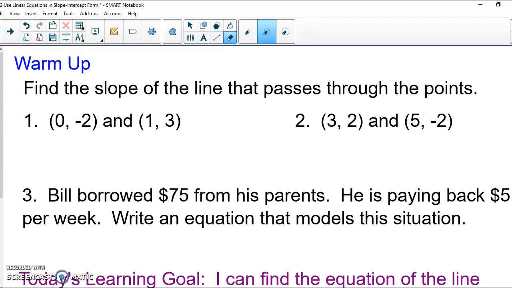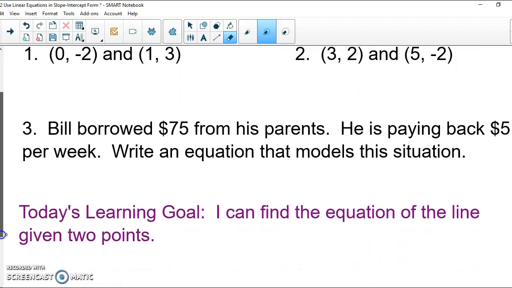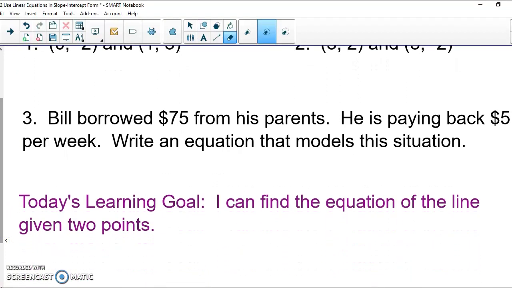All right, today in Algebra we are looking at Chapter 5, Lesson 2, use linear equations in slope-intercept form. And I'm going to skip this warm-up for the sake of time. I know you can do that independently, and I'll check in with you on it tomorrow. Today's learning goal is to find the equation of the line when we are given 2 points.